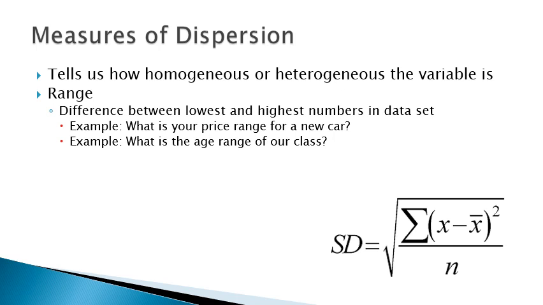One of the measures of dispersion is called range, and that's the difference between the lowest and the highest numbers in a data set. So the way that I calculate range is I take the lowest number, I subtract it from the highest number, and I have a range. So if we gave an example, what is the price range for a new car for you? And you might say, well, I'm going shopping this weekend, and I'm looking at ones between kind of the $30,000 to $32,000 range. Okay, so that means my range is $2,000.